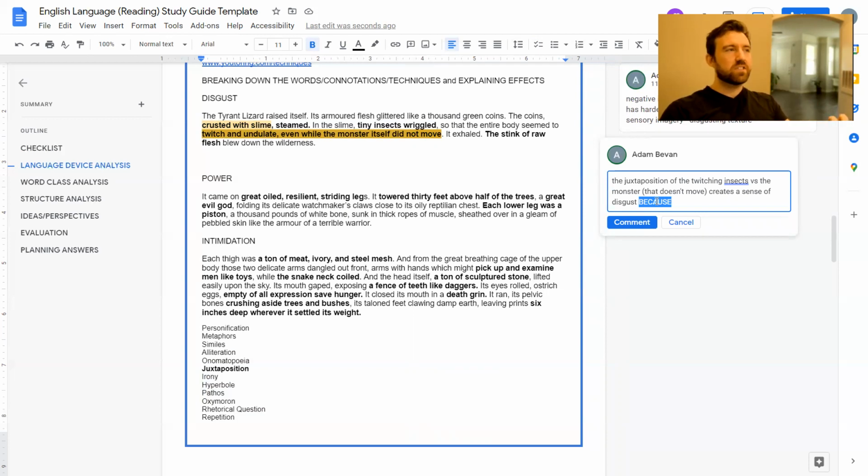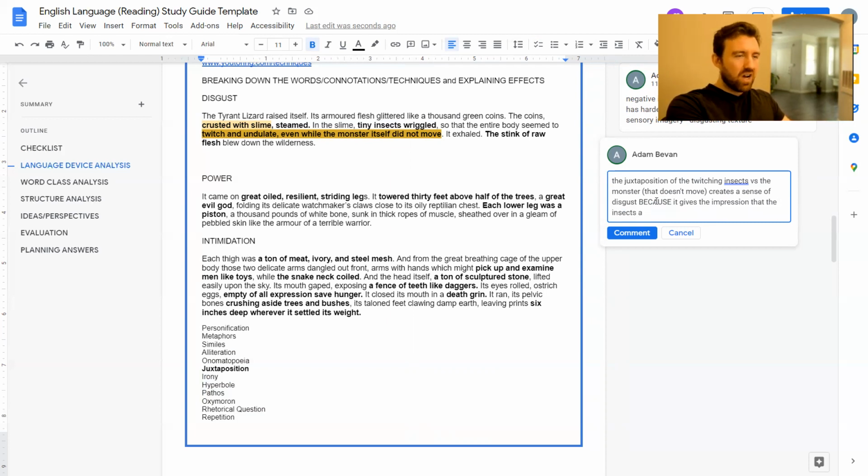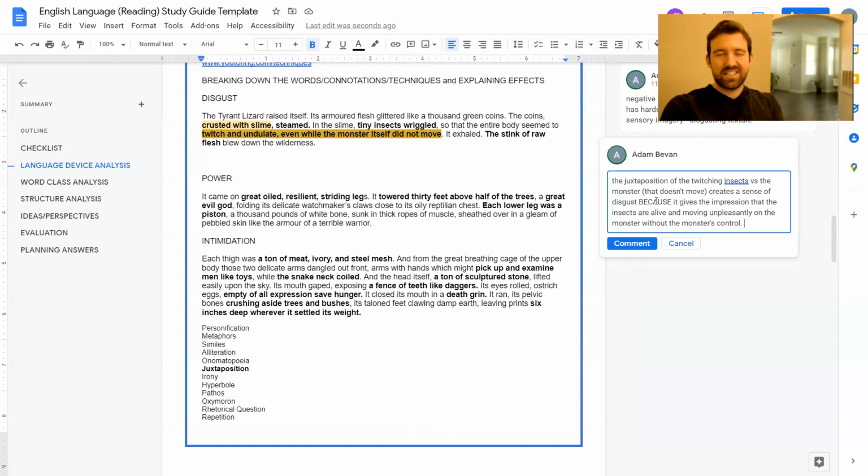So it creates a sense of disgust because it gives the impression that the insects are alive and moving unpleasantly on the monster without its control. So it makes the insects into this disgusting creature within itself. And the fact that they have control over the skin of the monster is just really unsettling. Imagine you've got insects crawling on you for a minute.